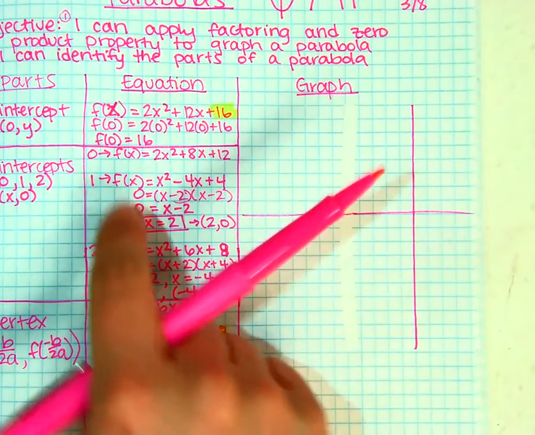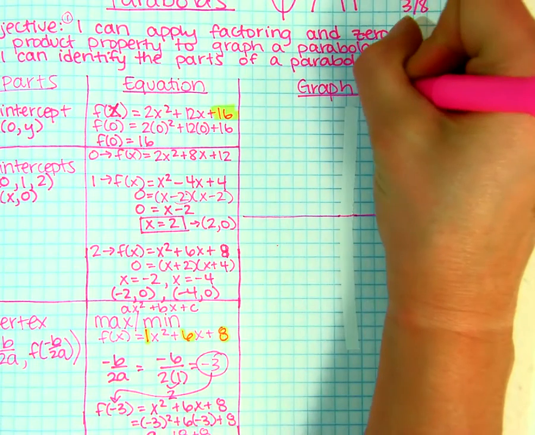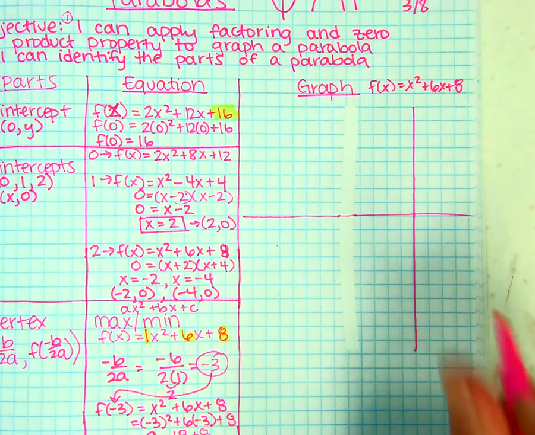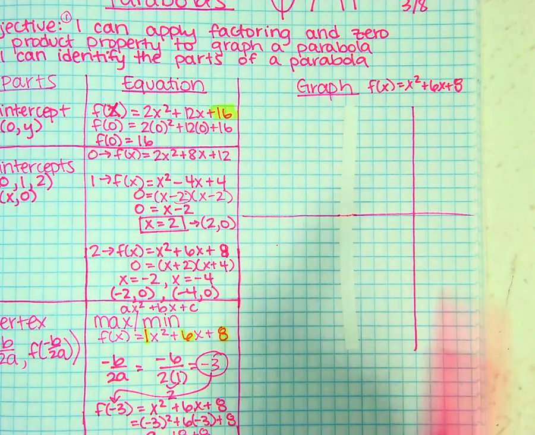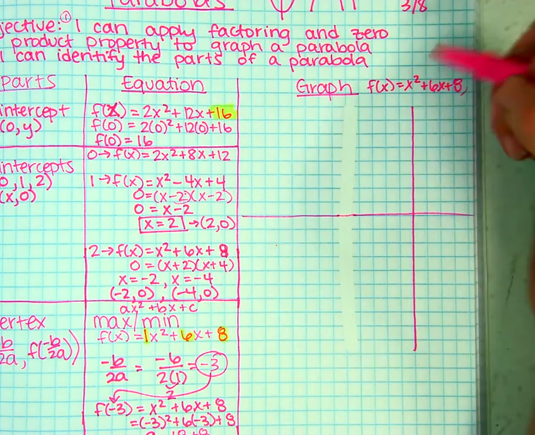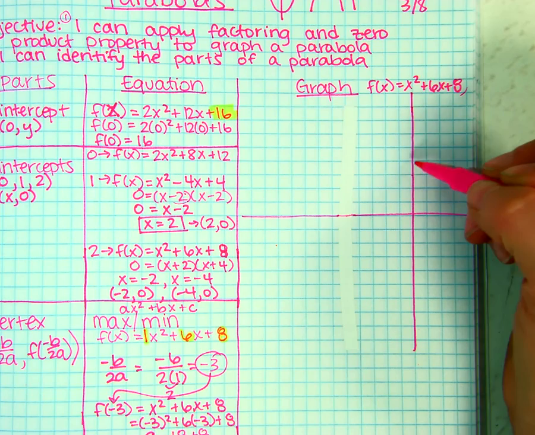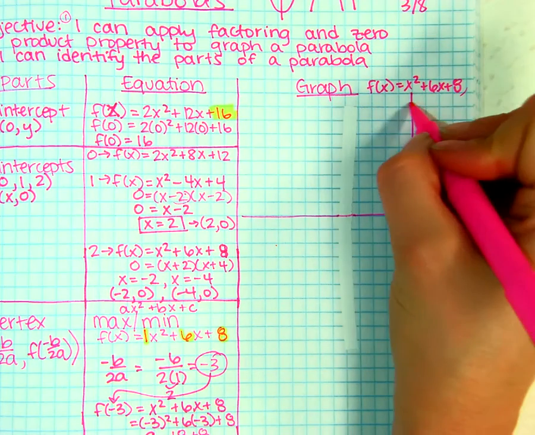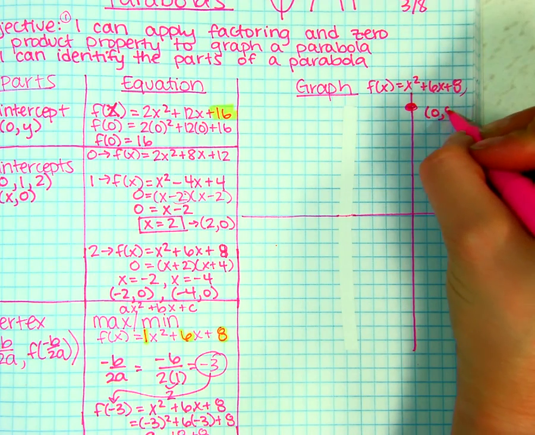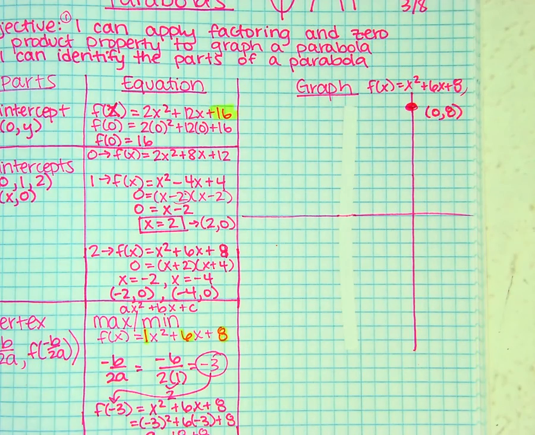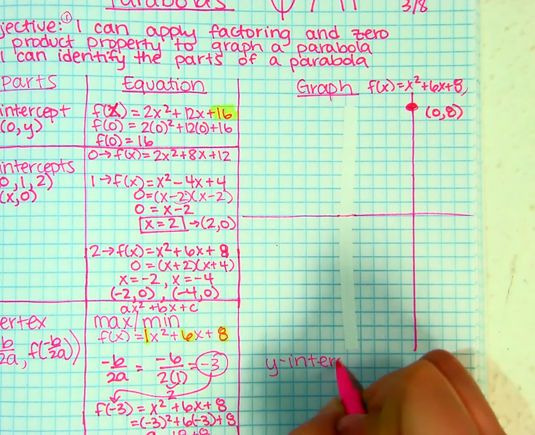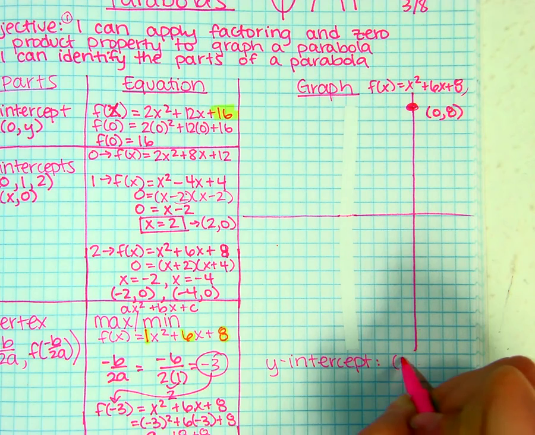So our equation, we're going to graph the function f of x equals x squared plus 6x plus 8. That's the function we're going to graph. So we already found that the y-intercept is just the value here. So we need to go up to 8. That's actually pretty high. So 1, 2, 3, 4, 5, 6, 7, 8. We're going to put a dot, and this is going to be x is 0, y is 8. Alright, that is our y-intercept, 0, 8.